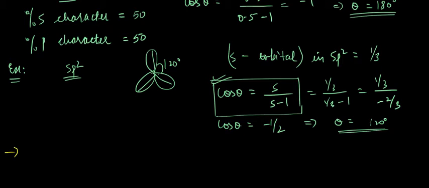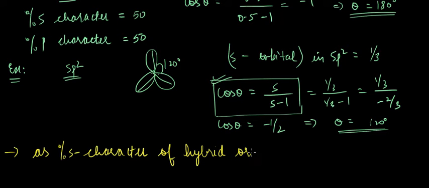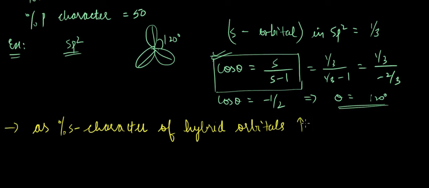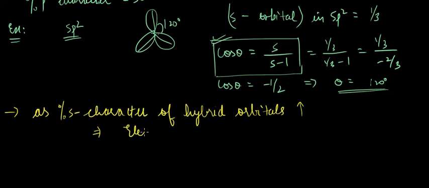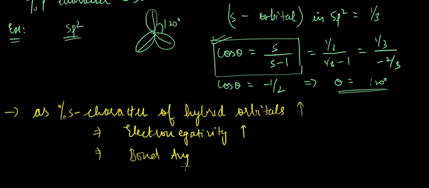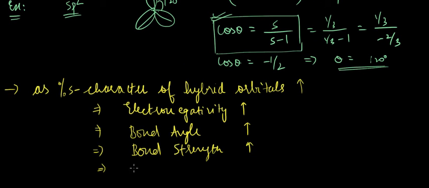Okay, so next let us see some facts here. As percentage s character of hybrid orbitals increases, we have also seen this before but again reiterating, the electronegativity of the atom participating in the bonding also increases, bond angle also increases, bond strength also increases, and bond length decreases. Okay, because bond strength and bond length have an inverse relationship.